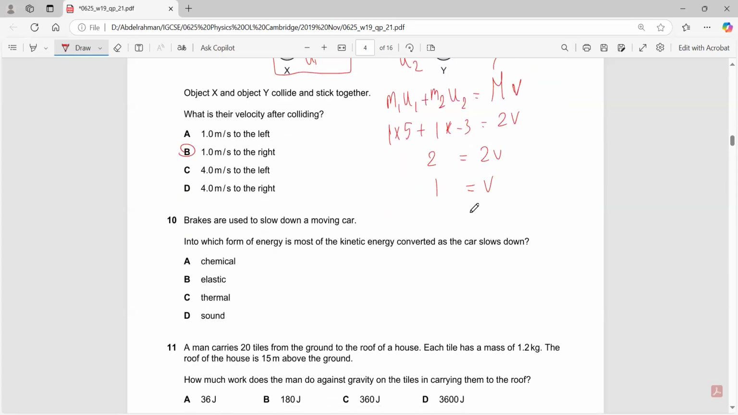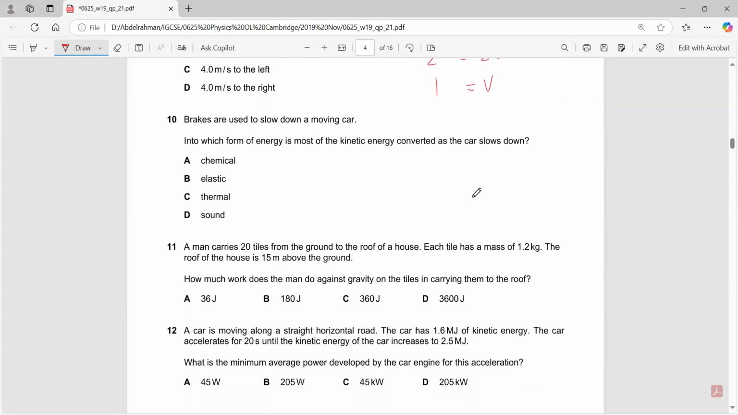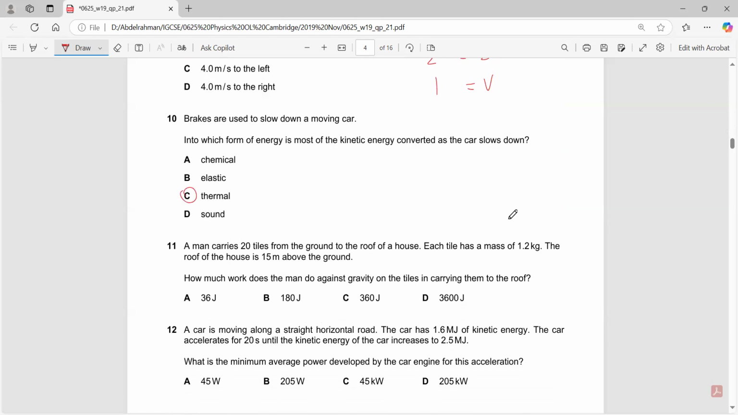Okay. Question 10. Brakes are used to slow down a moving car. In which form of energy is most of the kinetic energy converted as the car slows down? As the car slows down, most of the kinetic energy is converted to thermal energy.